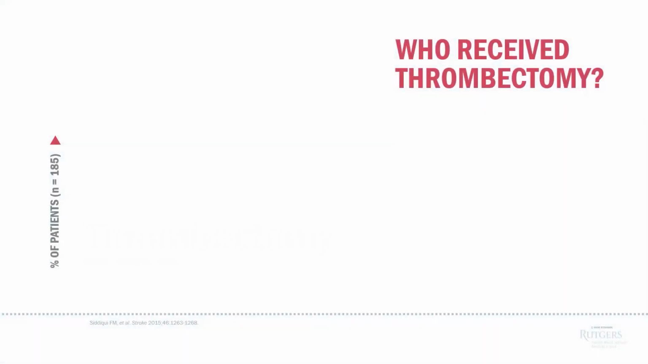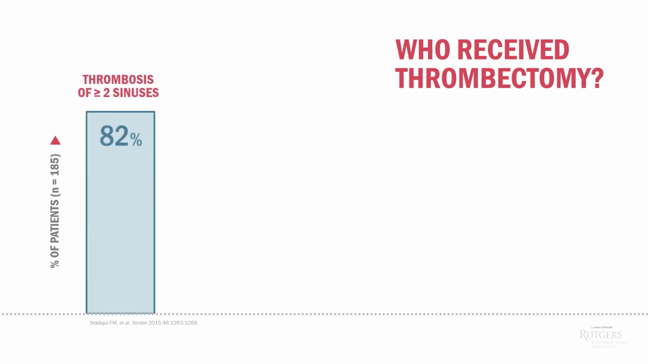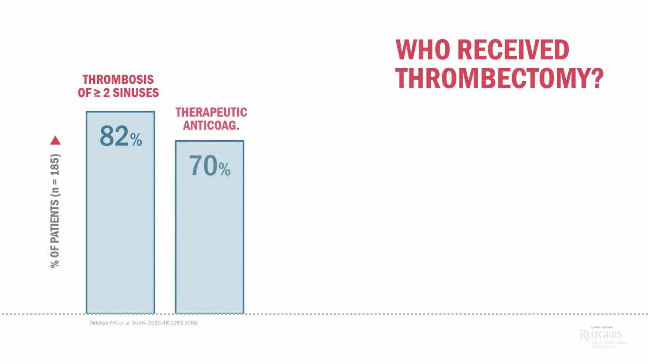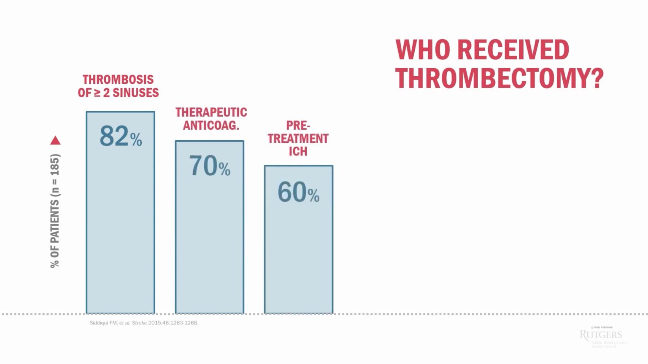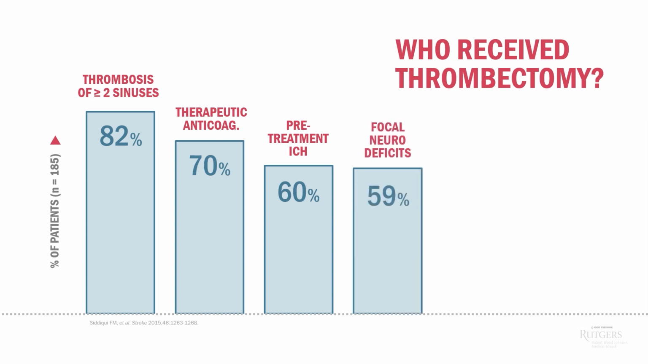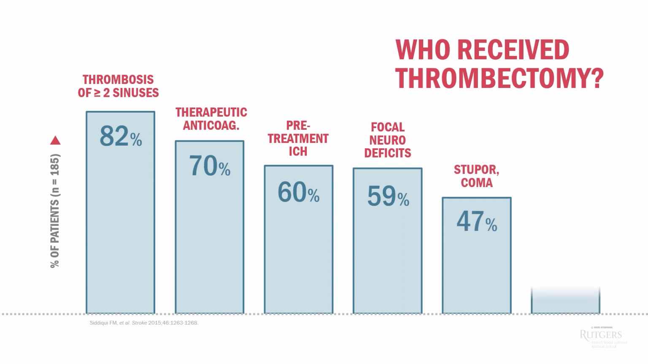In the literature, who are these patients that receive thrombectomy? As you would expect, it's the patients who are sick and at risk for poor outcome. A systematic literature review summarized the characteristics nicely. Majority had thrombosis of multiple sinuses, failed therapeutic anticoagulation, had venous infarctions with pre-treatment hemorrhagic transformation, and focal neurologic deficits. Less than half had stupor and coma, presumably due to thrombosis of the deep venous system, and seizures.